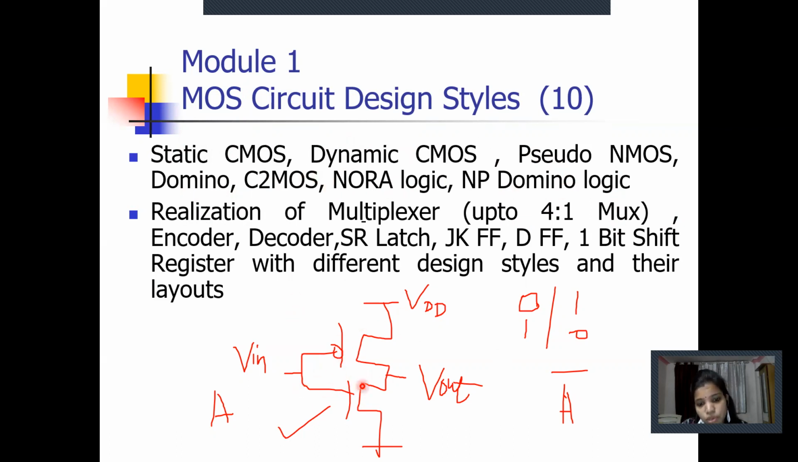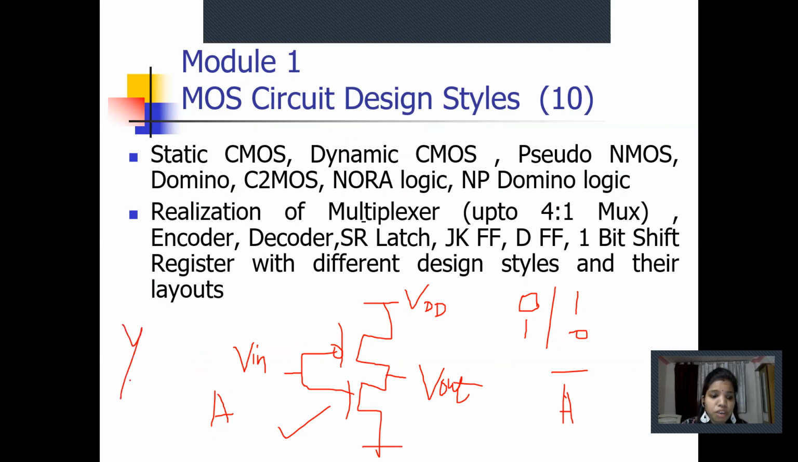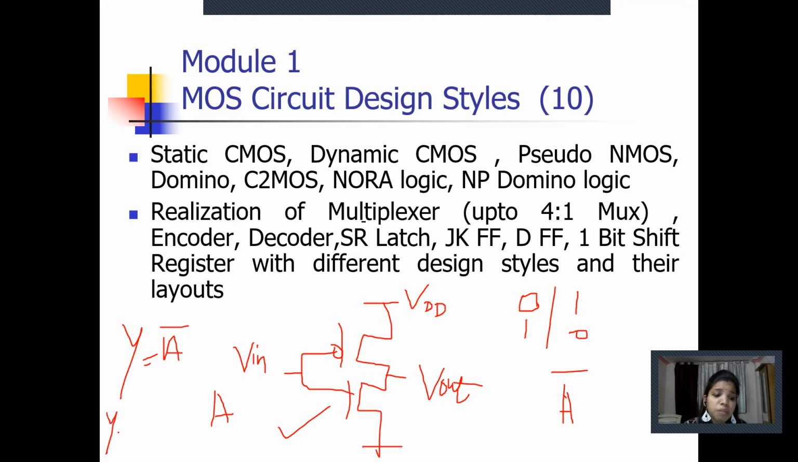This is a simple CMOS inverter, simply the logic for Y equals A bar. I have drawn this simply for Y equals A bar. Then there can be different expressions: draw Y equals A plus B whole bar, Y equals AB plus C. It means any Boolean expression can be there. Then you have to draw it either by static, dynamic, pseudo, or domino. So these are the different design styles.